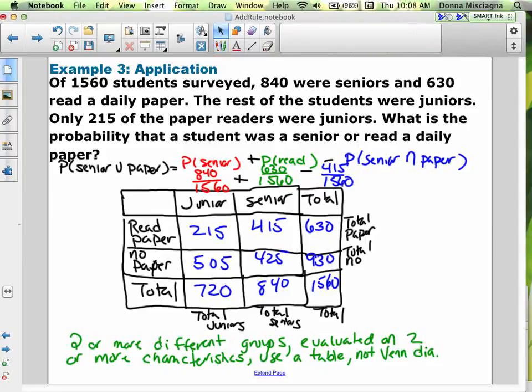So we'll add those up. We've got 840 plus 630, which gives us 1470. All right, so 1470 minus 415 is going to be 1055. And then 1560. If it's divisible by 5, so this would be 211 over 312, right?